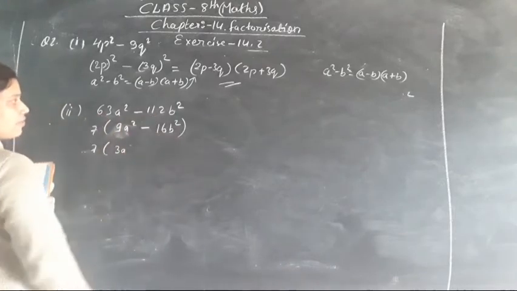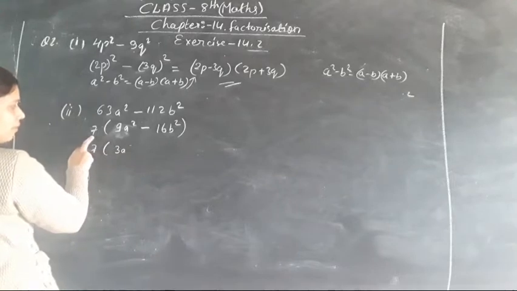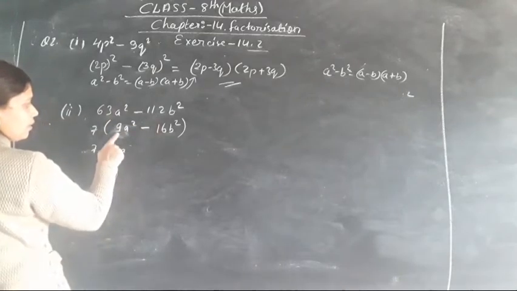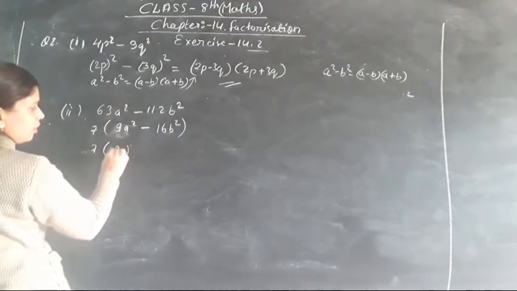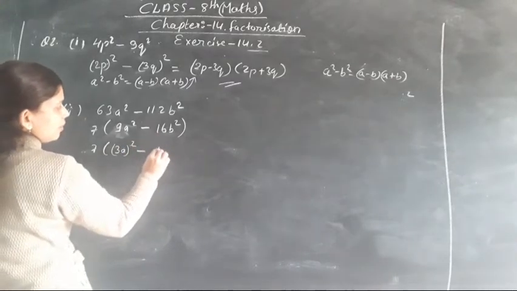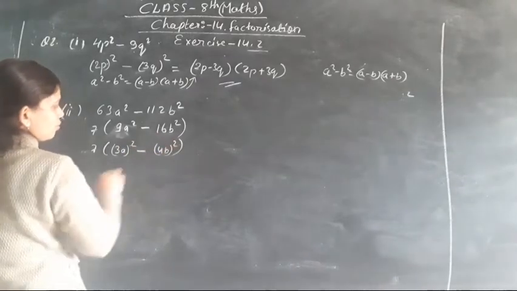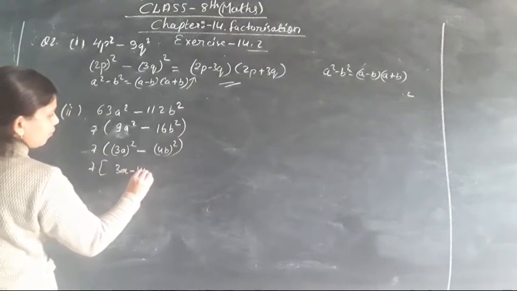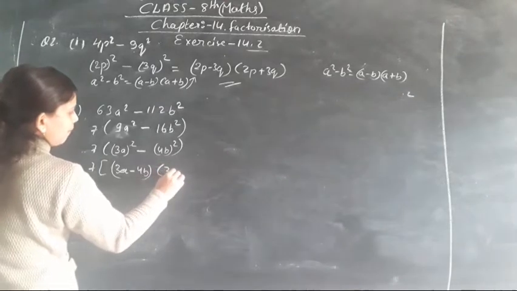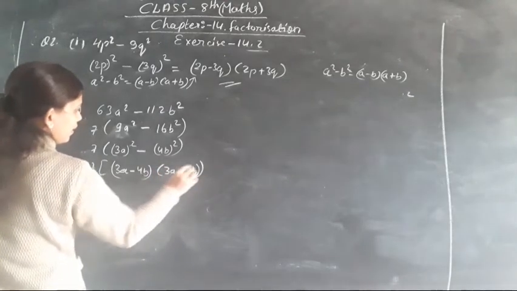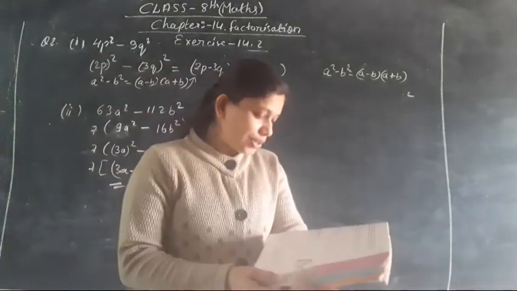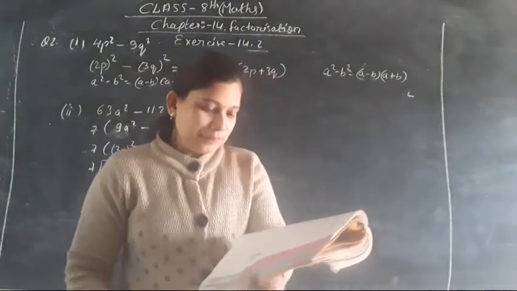Both come in the table of 7. We have taken common, isn't it? 7 is being taken common. So 7 9s are 63, 7 16s are 112. So 7 into, this 9 can be written as 3 into 3, the whole square, minus 16 can be written as 4 into 4, the whole square. Now it can be written as 3a minus 4b into 3a plus 4b. Clear? So this is the answer for it. So in this way you have to solve the question number 2 all the parts.